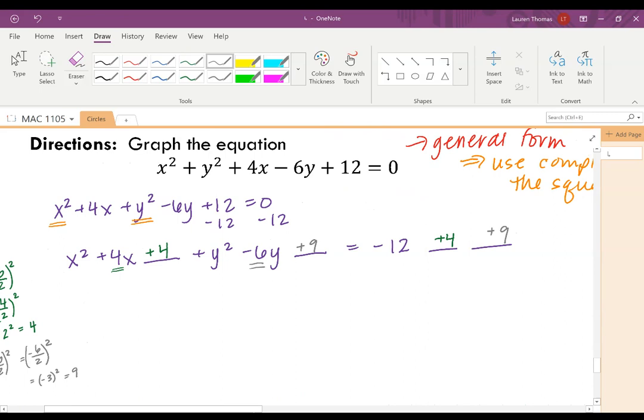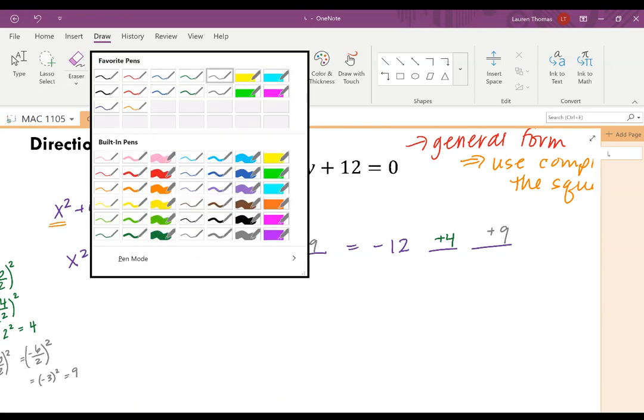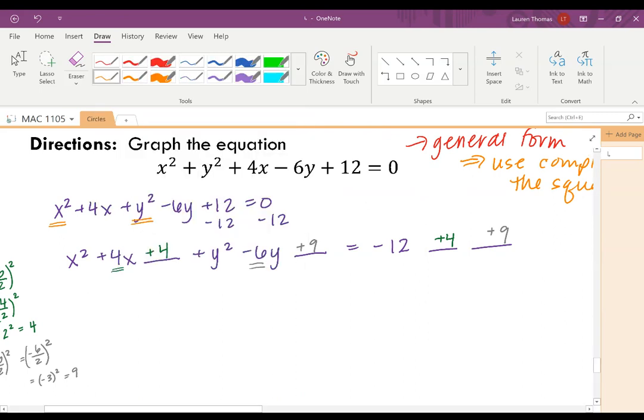Okay. Now, if you guys remember, there were two words that I said you had to do if you're doing completing the square. The left-hand side of the equation should always factor. So that means my x's on the left should factor. So should my y's. Okay. And then I'm also going to combine the right-hand side of the equation.